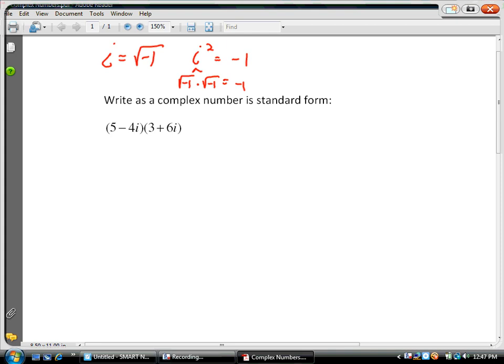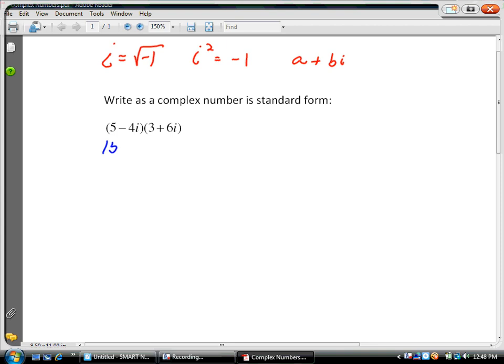Also, standard form is a plus bi. So a is a constant, b is any number that's not 0. So again, these are all things that need to be at the forefront of our minds as we are working on these. So what we're going to do is we're going to basically just FOIL this expression as you would any other involving x or y or z, whatever.